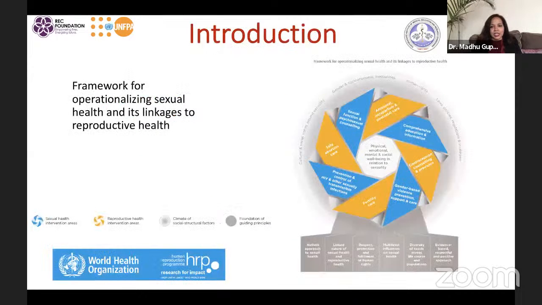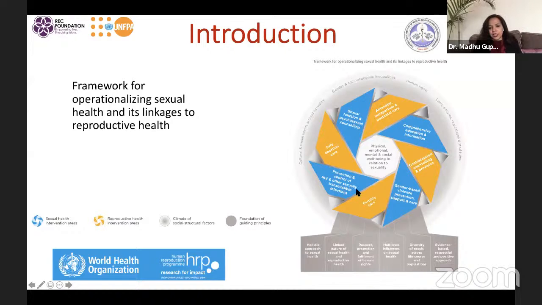So coming to the objective, a brief introduction. As we all know, reproductive health and sexual health go hand in hand. I really like this floral diagram by WHO, which is a framework for operationalizing sexual health and its linkages to reproductive health.